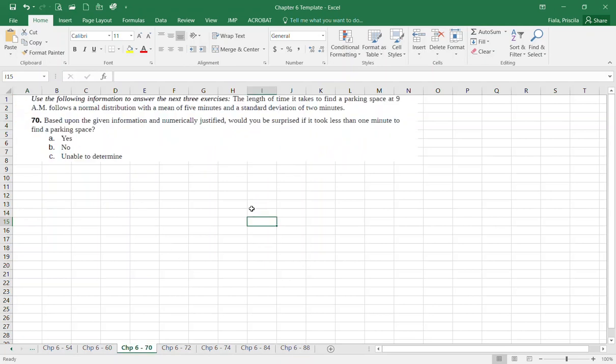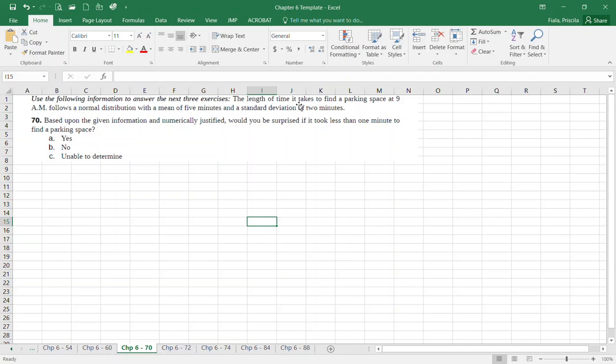So let's quickly answer problem 70. It says to use the following information to answer the next three exercises, which I have assigned as 70 and 72. 71 is in the book for you. All the numbers have the solutions in the book.